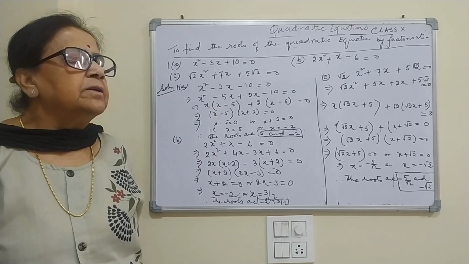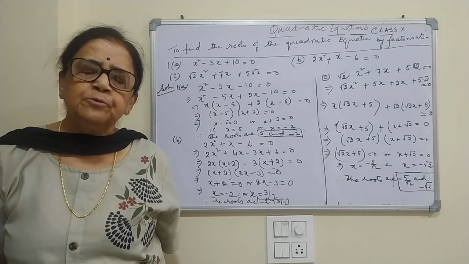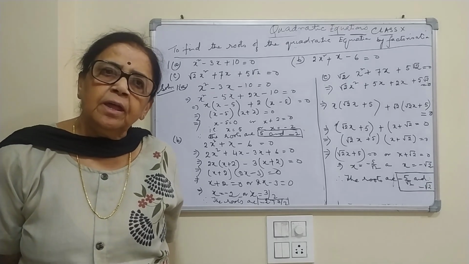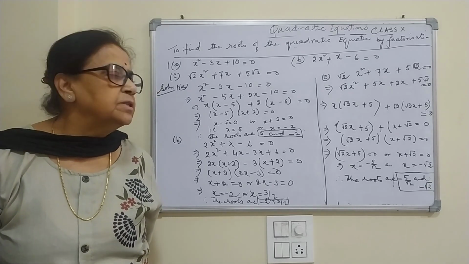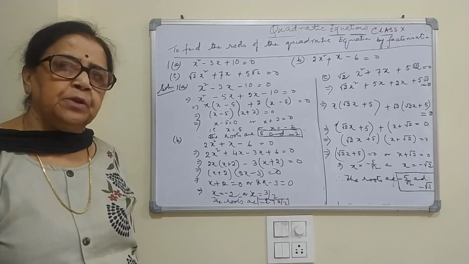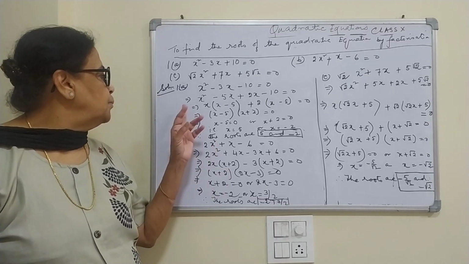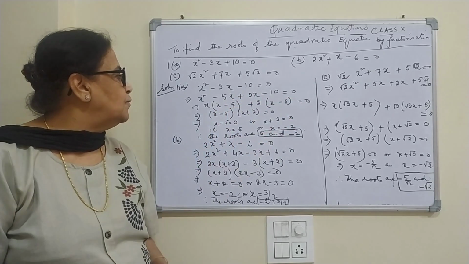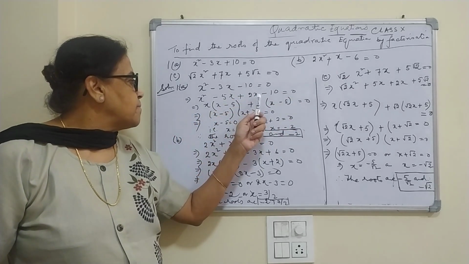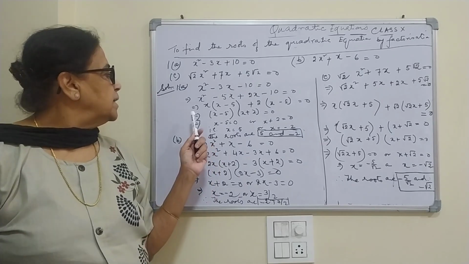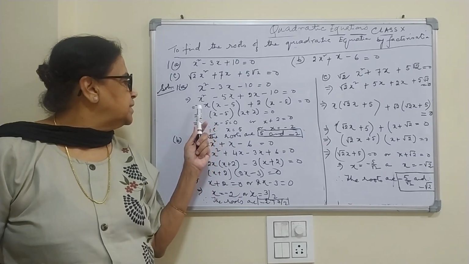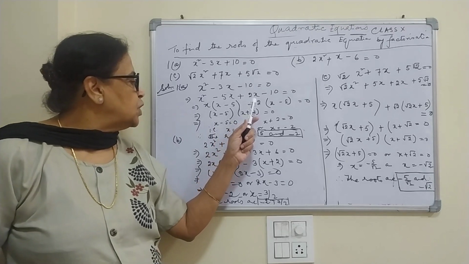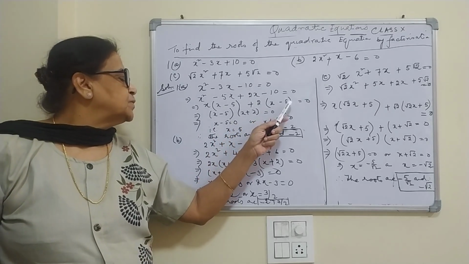So for the middle term factor: 5 twos are 10. 5 minus 2 is how much? 3. Or minus 5 plus 2 is how much? It is minus 3. So I have factorized it. This factorization you have learned in class 8. Now here we take x common and get x minus 5 plus 2 times x minus 5 is equal to 0.